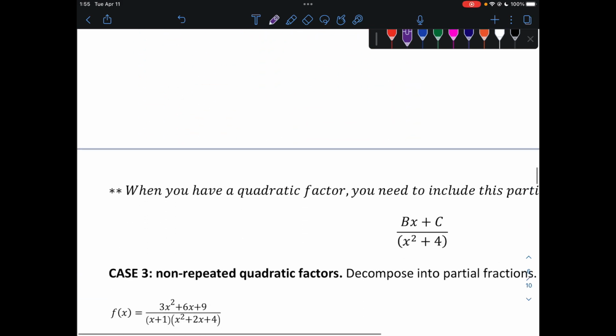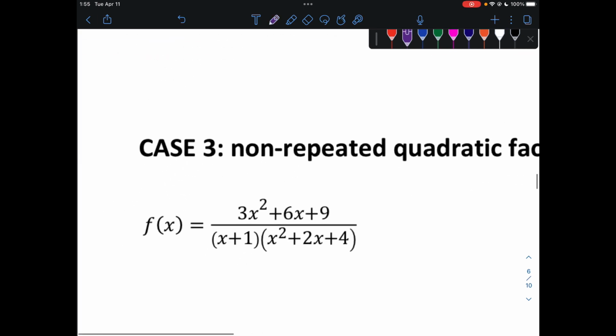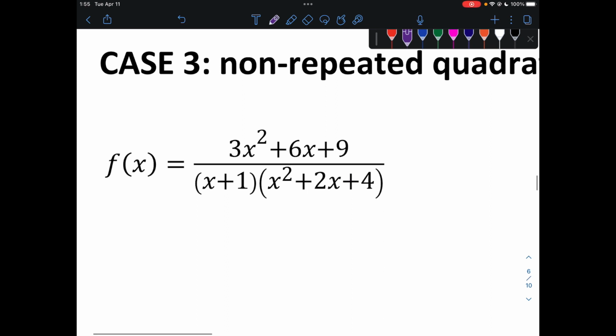Which brings us to case 3. If we have a quadratic non-factorable factor, we have to include a partial fraction with a linear component on top and a quadratic component in the denominator. So let's take a look at this f of x right here. First thing you want to do is try to factor the denominator as much as possible. And it's already completed. There is no factoring this any further.